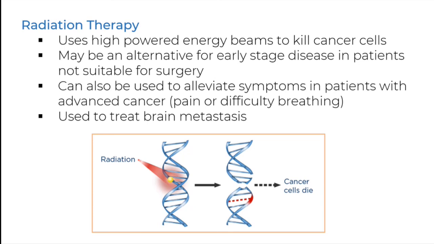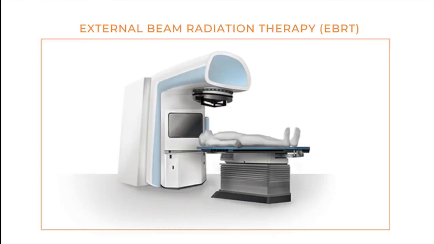How does radiation exert its effects? Well, radiation is given through an external source, and it damages the DNA, as you can see here. Eventually, with DNA damage, the cancer cells are unable to replicate, and then they die off. The most common approach to treat via radiation is through an external source. So this is a machine, for example, called a linear accelerator. This machine will direct radiation beams from the outside to an area where the tumor is, with the goal of killing those tumor cells.